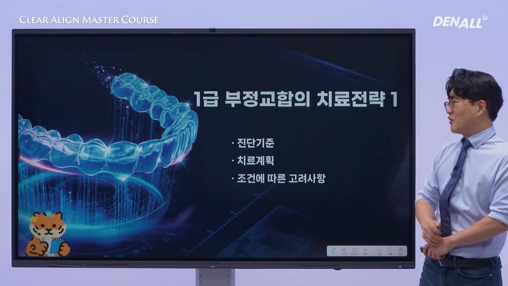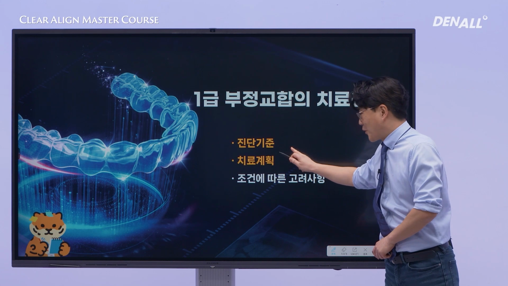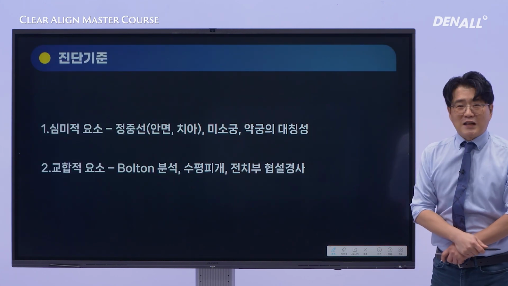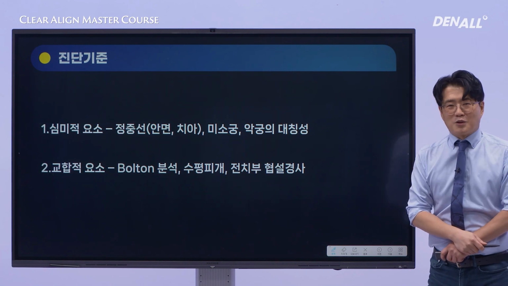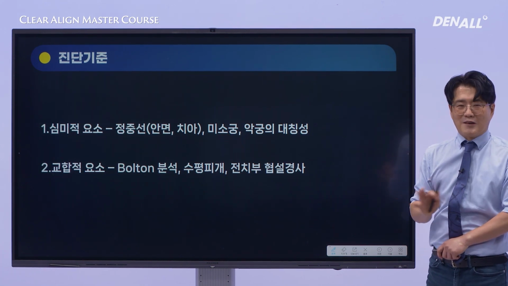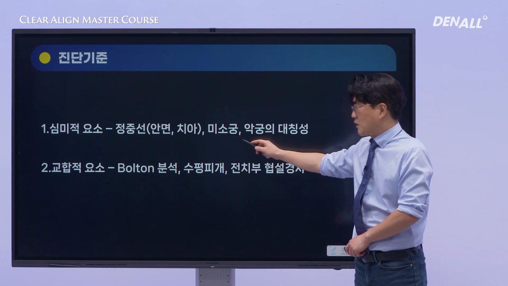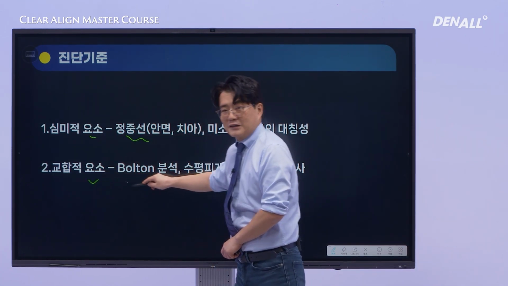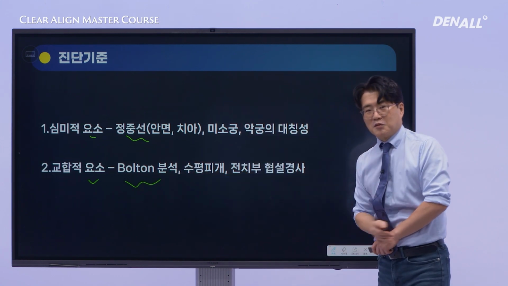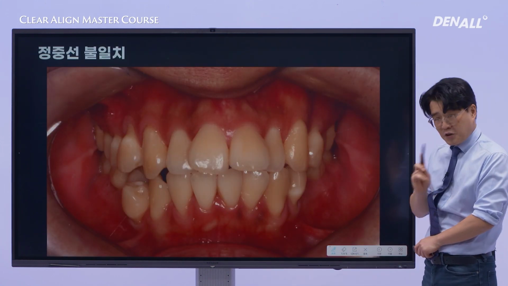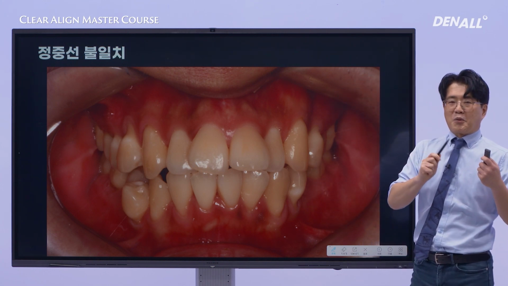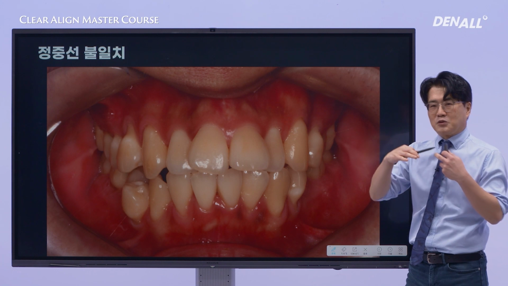Starting today, I will be discussing treatment strategies for Class 1 malocclusion. This will be the first lecture on the topic, and I will begin by explaining the diagnostic criteria and treatment planning. There are numerous diagnostic criteria. Among them, I would like to highlight just 2 aspects that are relevant to clear aligner treatment, an aesthetic aspect and an occlusal aspect.